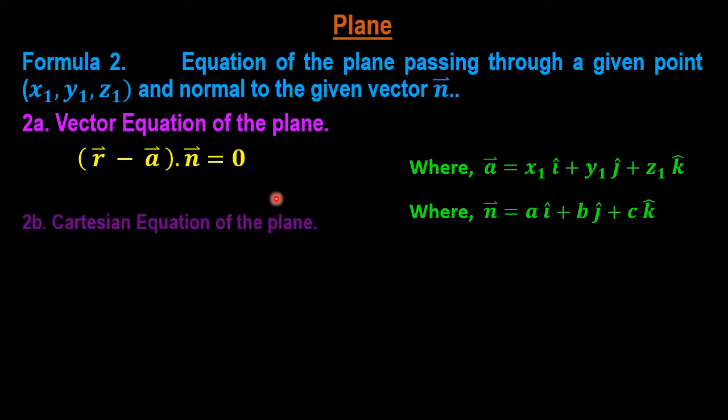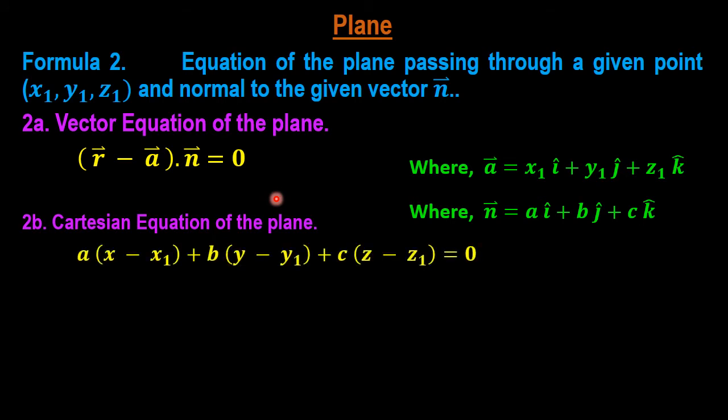Now let us write the equation of the plane in Cartesian form, and it is given by a into x minus x1 plus b into y minus y1 plus c into z minus z1 equals to 0. And in this case, x1, y1, z1 are the coordinates of the point which is given, and a, b, c are the direction ratio of the normal. So we need to extract this information, and then we simplify this equation to get the Cartesian equation of the plane.